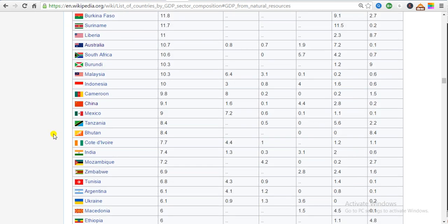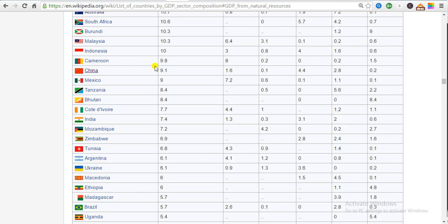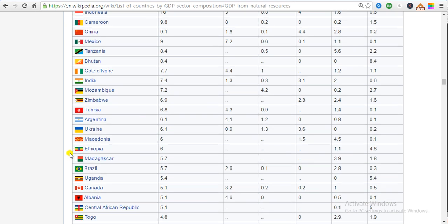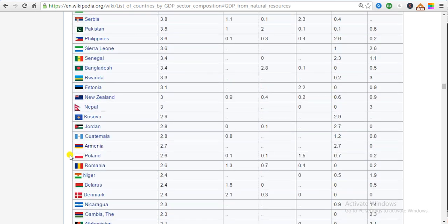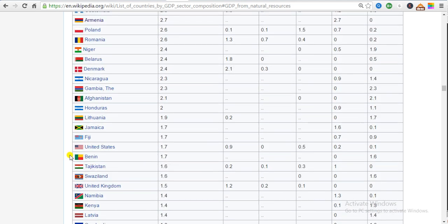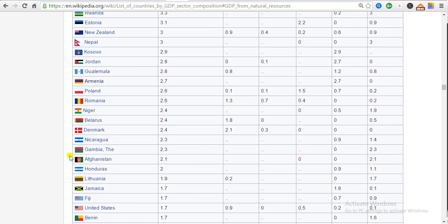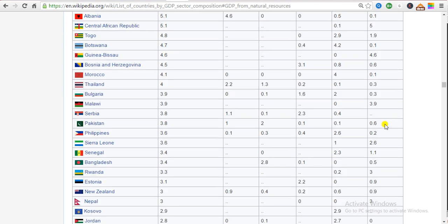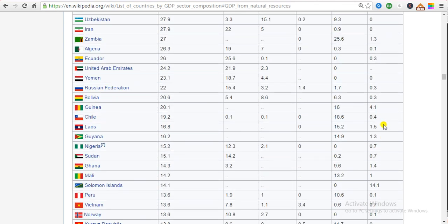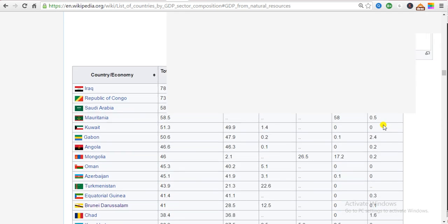So it's South Africa, 10%, Australia. But as usual, I'm looking, all right, this is China, 9%, all right, Zimbabwe, 6%, all right, and I have to find America. All right, this is way easier when you're looking at the flags. So 1.7% of their GDP is dependent on natural resources.